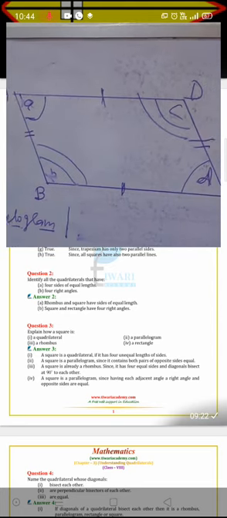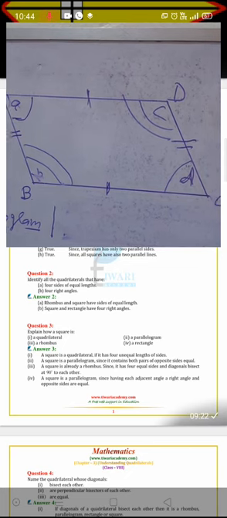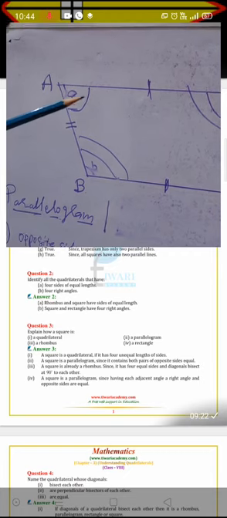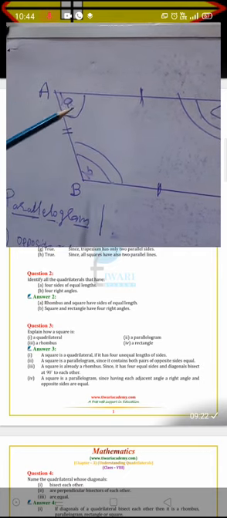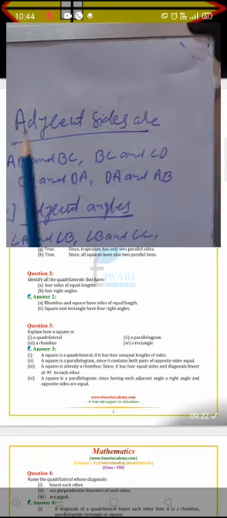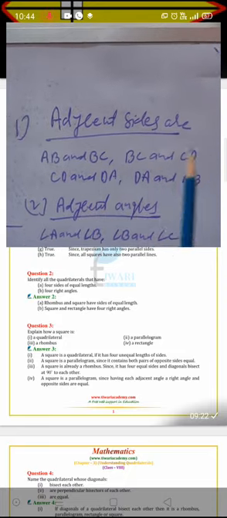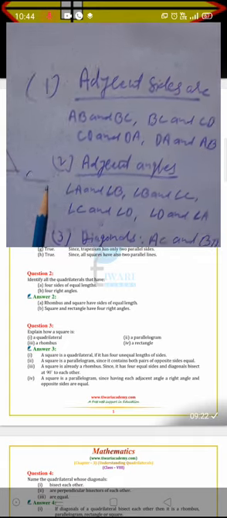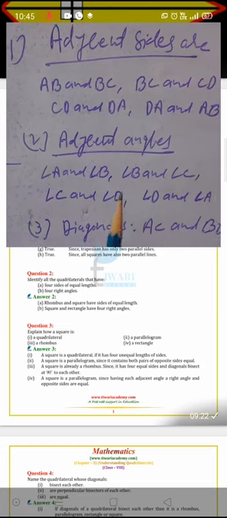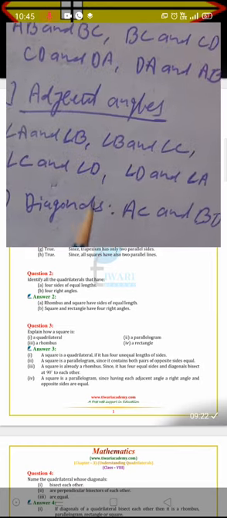So angle A plus B equals 180 degrees. Similarly, you can take B plus C 180 degrees, angle C plus D 180 degrees, angle D plus angle A equals 180 degrees. Okay. So whenever two sides are parallel, you can take the sum of adjacent angles as 180 degrees. You can say these are interior angles, even co-interior also. This I already explained: adjacent sides AB and BC, BC and CD, CD and DA, DA and AB. Adjacent angles, angle A and B, angle B and C, angle C and D, angle D and A. Diagonals AC and BD. Okay.